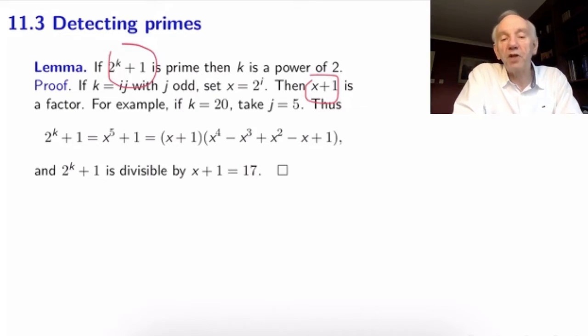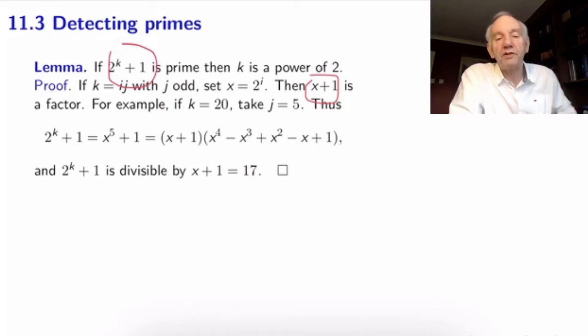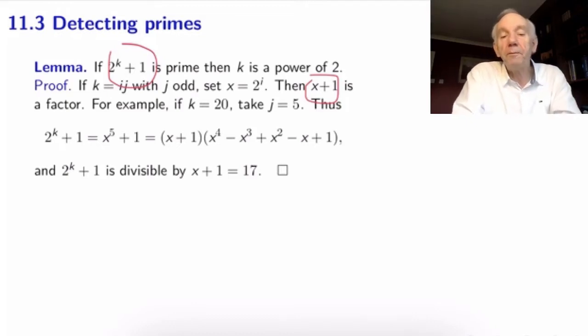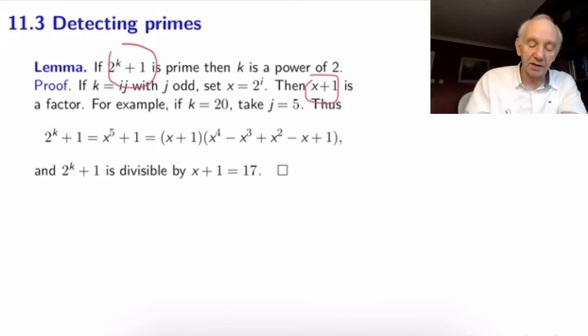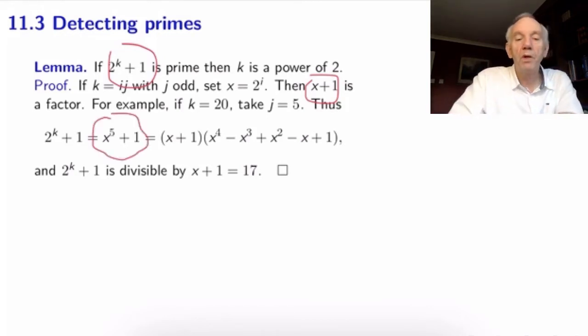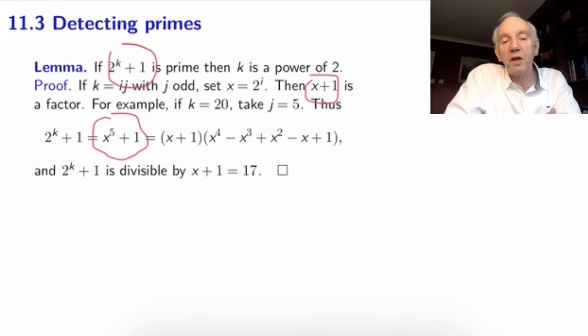Well, it really follows from the remainder theorem. Let me illustrate it with the case in which k is 20. So 20 has an odd factor, it's not a power of 2, it has an odd factor, 5. So let's take j to be 5. That means x is 2 to the power 4, which is 16. But you see, 2 to the 20 plus 1 is the same thing as x to the 5 plus 1. And we know that when you have an odd power of x plus 1, that will always have x plus 1 as a factor. That follows from the remainder theorem.